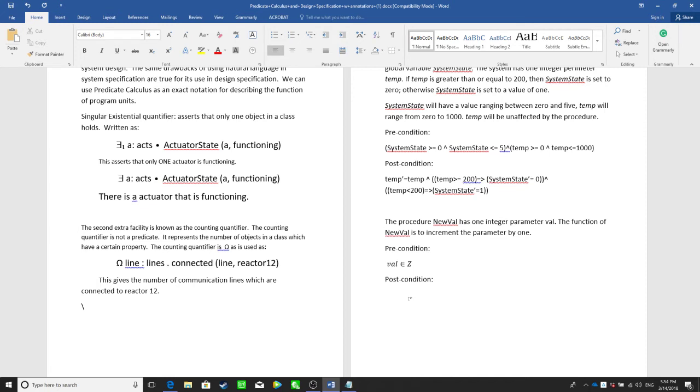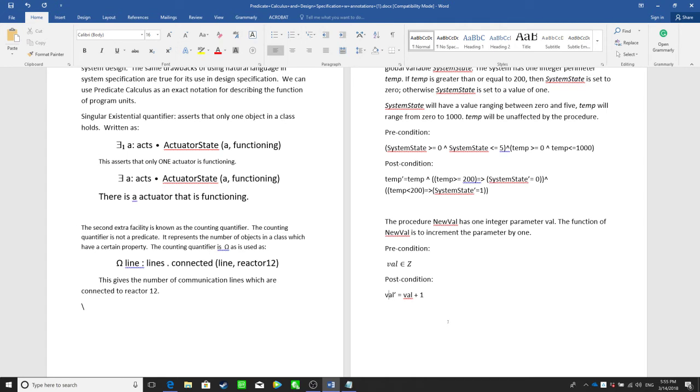The function of newval is to increment the parameter by 1. What is the parameter? Val. So how can we specify incrementing val by 1? val prime equals val plus 1. Exactly. Val plus 1. That's why we need a prime there. We need to distinguish the value after the execution and the value before execution.